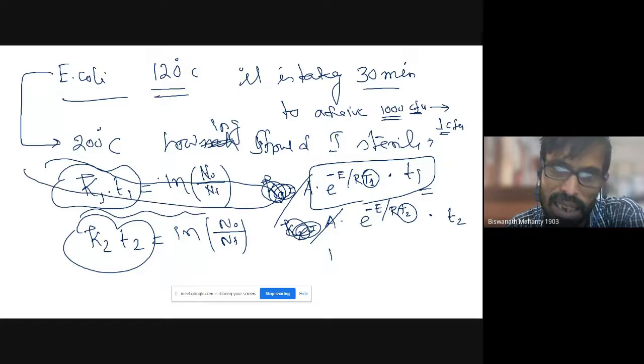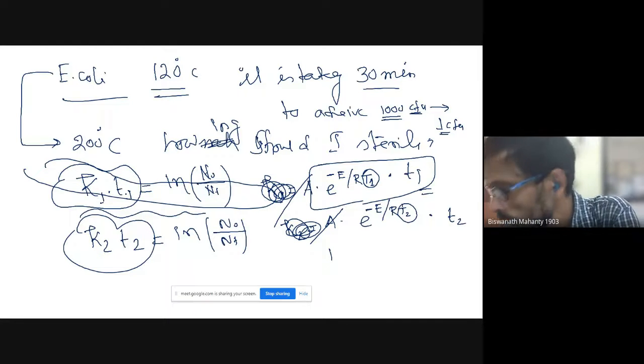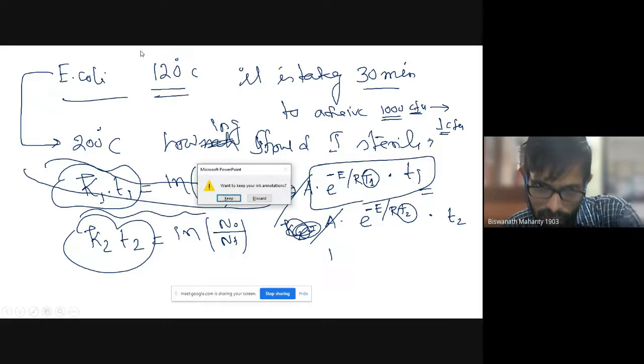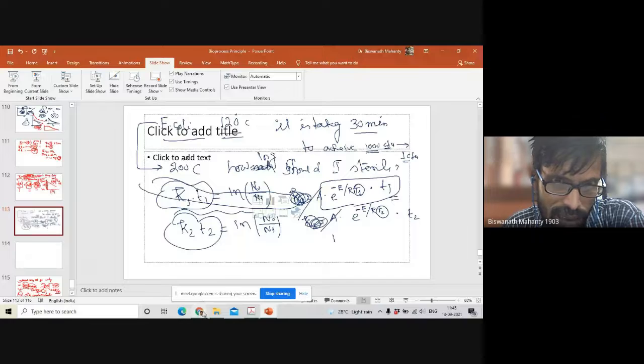The Arrhenius expression, and K is the rate constant. The rate constant also depends on temperature. It is not a universal constant. So how is it going to change? This picturization is important for you. I'll stop here right now and we'll discuss in our next class.